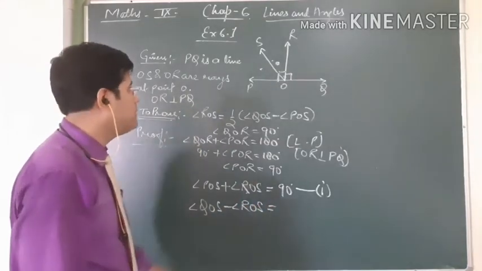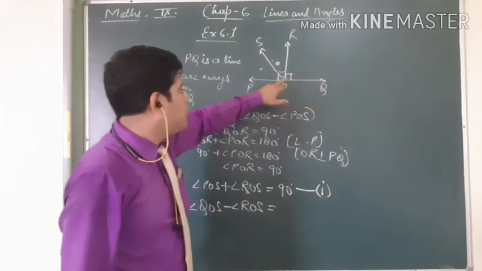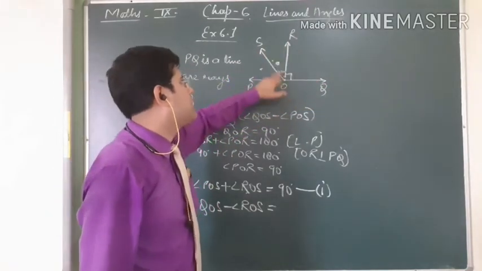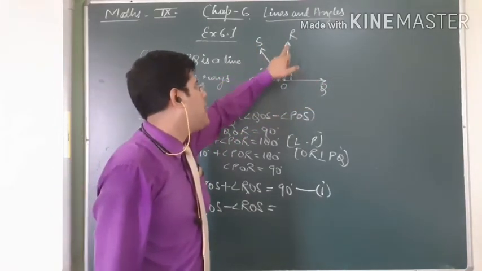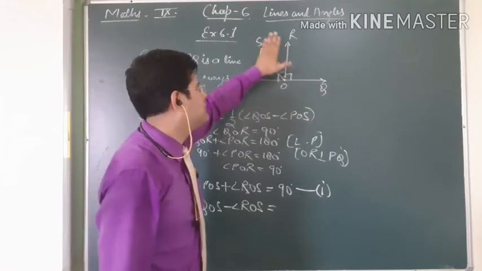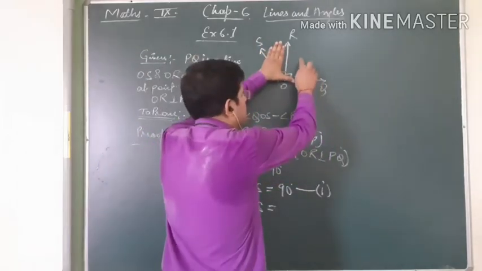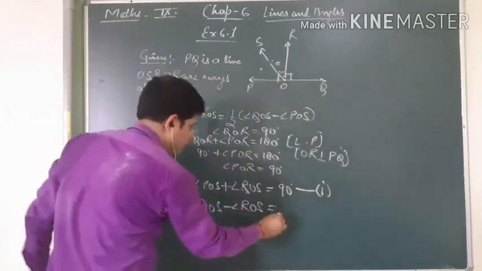See once again, we have to subtract ROS from QOS. We are subtracting ROS from QOS. When we subtract this part, only this part is remaining and this part is equal to 90. So we are getting 90.